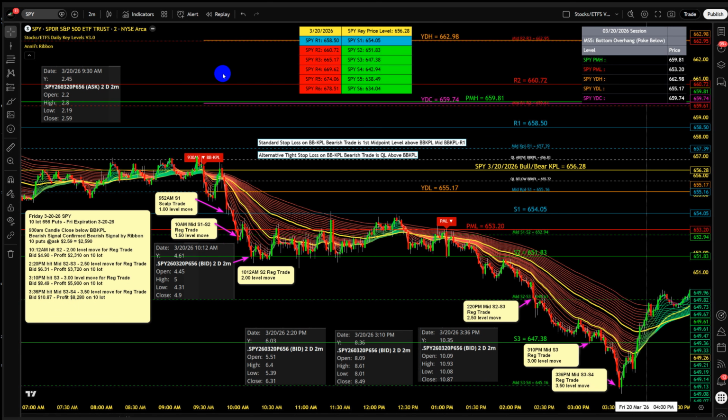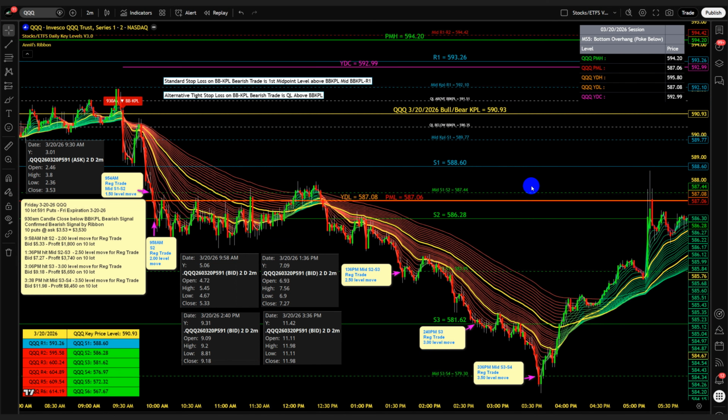Now we'll move on to the QQQ chart. The rest of the charts, we're not going to spend as much time as we did on the SPY chart. We're just going to run through these last four a lot quicker. As you can see, we still have the same ribbon up here to help confirm the entries. We have the 9:30 a.m. BBKPL bearish alert here. We have the entire ribbon turning red on the close of this 9:30 a.m. candle. And so we have confirmation from the ribbon indicator on this bearish close below the BBKPL on the 9:30 a.m. candle.